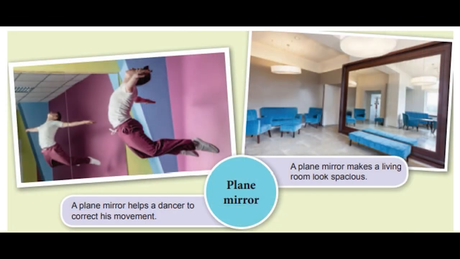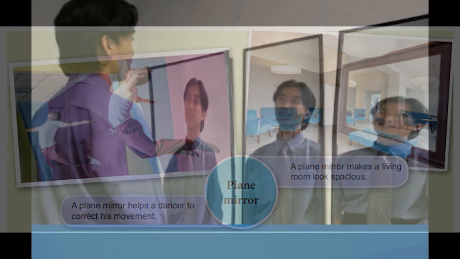A plane mirror helps a dancer to correct his movement. A plane mirror makes a living room look spacious. When an object is placed close to a concave mirror, the image formed is upright and magnified. Because of these characteristics, a concave mirror is widely used in many daily applications.